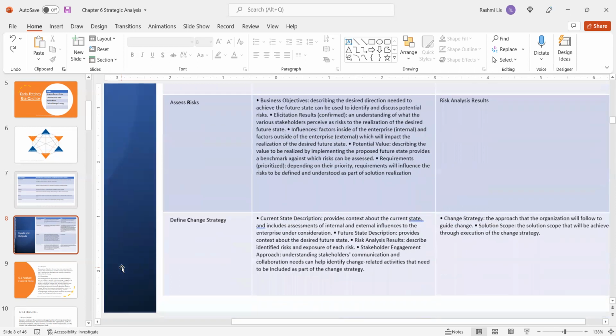For defined change strategy, your inputs are current state description, future state description, risk analysis results, stakeholder engagement approach. Understanding stakeholders' communication and collaboration needs can help identify change related activities that need to be included as part of the change strategy. Change strategy is your output, and your solution scope is your output as well.